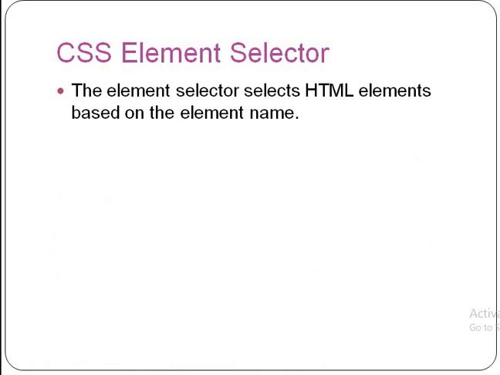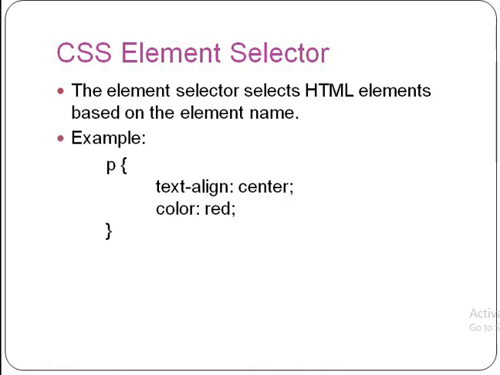The Element Selector selects HTML elements based on the element name. For example, in this following code, you can see an element selector. So here the selected element is P. Paragraph tag is to be styled and the styling properties are text align and color. And the values of the properties are set as center for text alignment and the color of the text will be displayed in red color. So let us see how this works with the help of an HTML code.